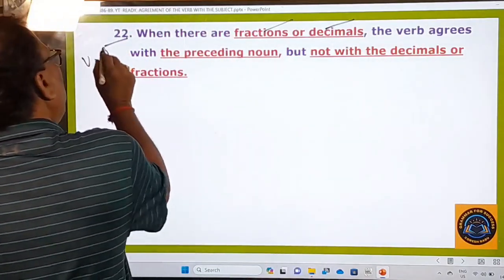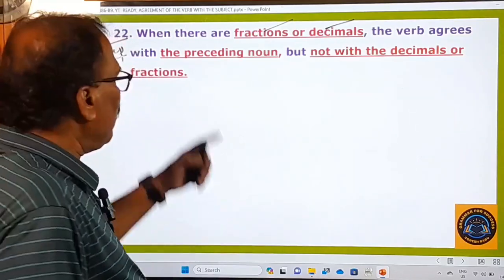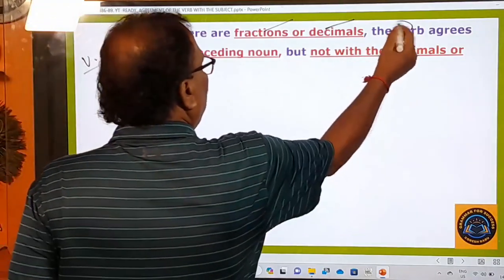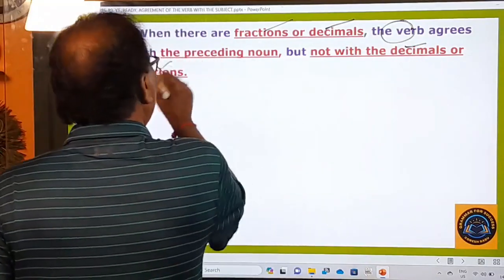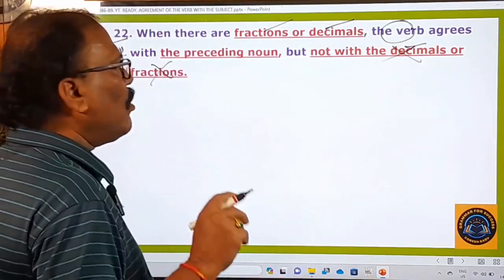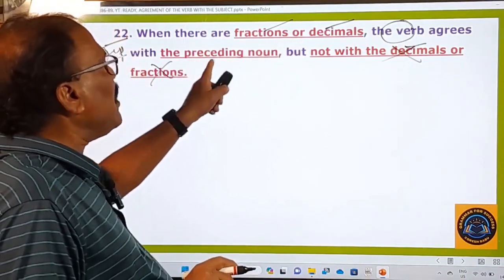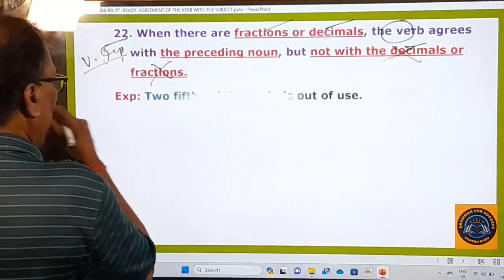Very important, please, for your competitive examinations. Okay, this rule is going to be very, very important. The verb agrees only with the preceding noun, but not with the decimals or fractions. Don't use the verb according to the fractions and decimals, but according to the preceding noun only. How? Let us see that here.